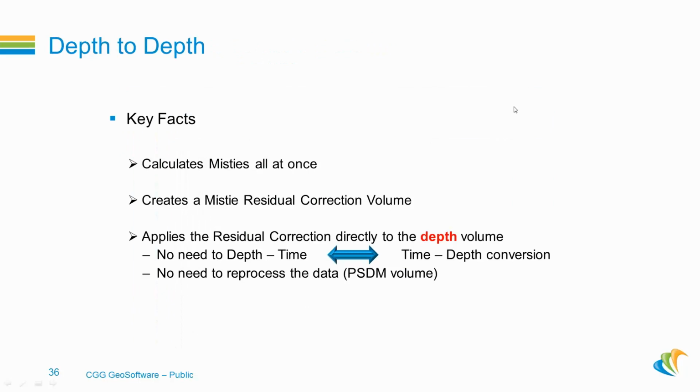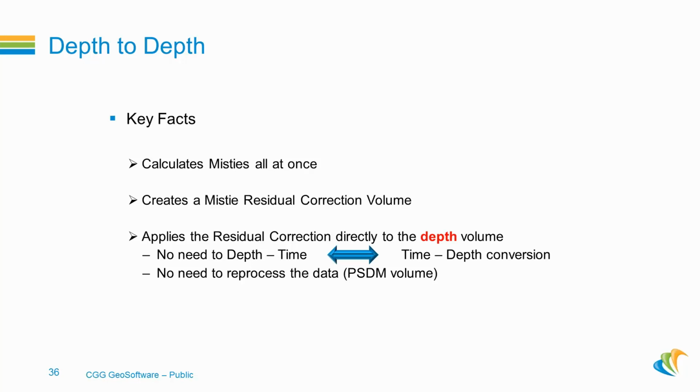What we are doing in the depth-to-depth is calculating the misties of all the wells at once. Only one table, selecting the pairs and a specific horizon and well top, and the software will calculate the mistie table for the whole area. It creates a mistie residual correction volume, because from that table we can export the data, and then it applies this residual correction directly to the depth volume, which means that we don't need to send this back to time, applying the correction there.